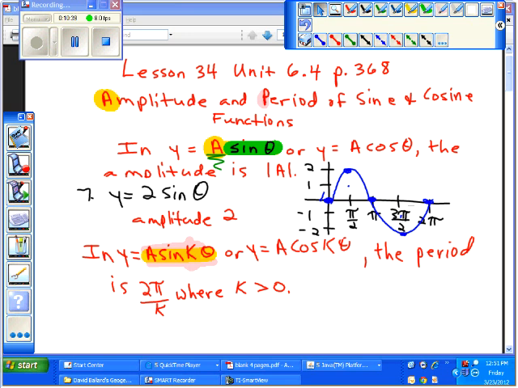Now, let's look at the next one, number 8. We could build a table on all these if you wanted to. You can always build a table to get your graph. But number 8 was y equal negative 1.5 sine theta.